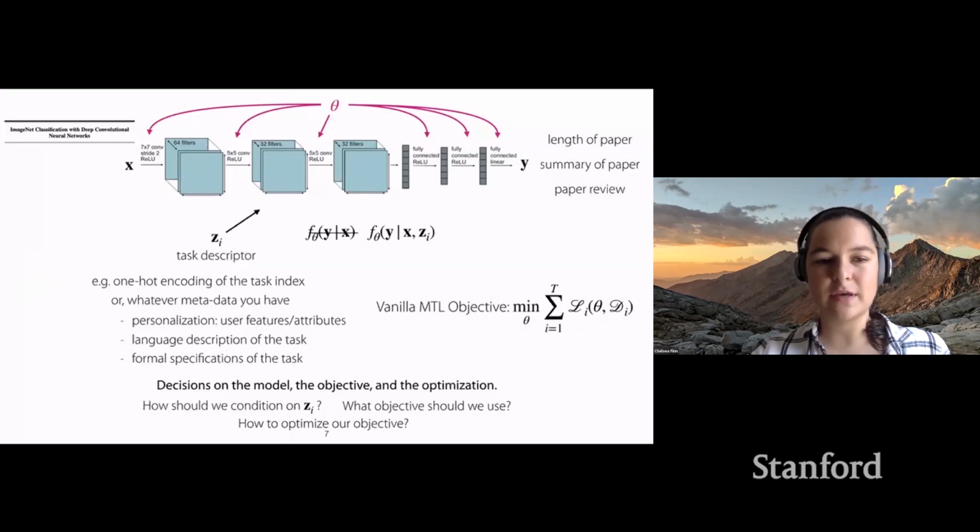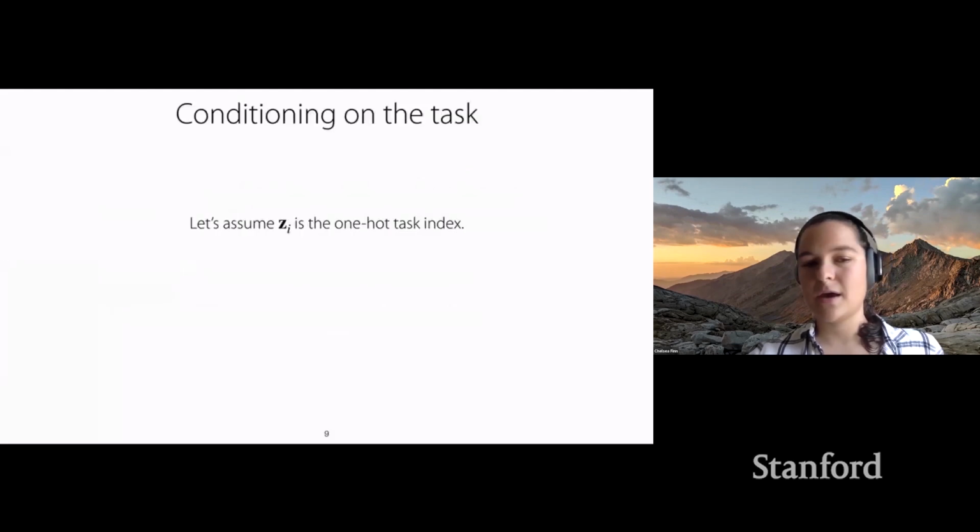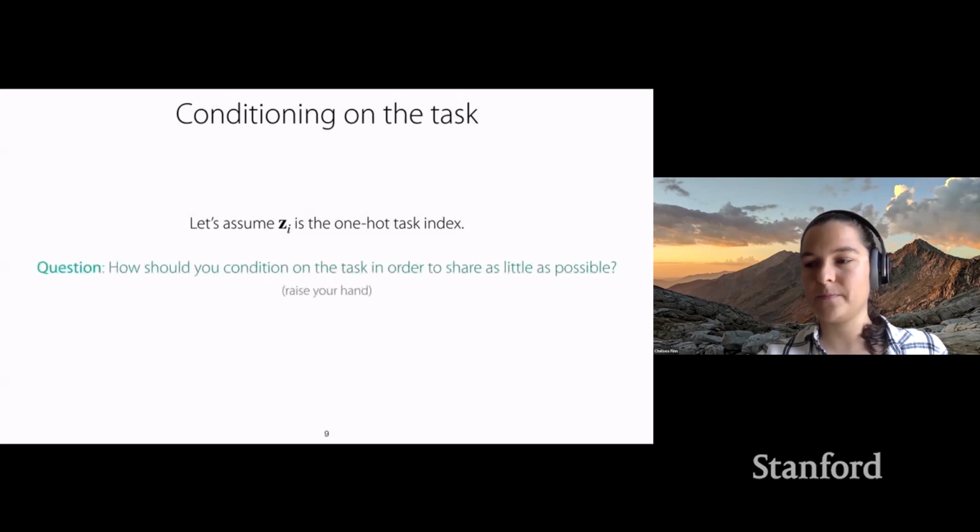Okay, so these are the things that we'll talk about next. We'll talk about how the model should be conditioned on Z, and also what parameters of the model should be shared and not shared. We'll then talk about the objective and the optimization. But first, let's talk about the model. The first question of the model is, how should the model be conditioned on the task? And let's first assume that Z is the one-hot task index, like I had described before.